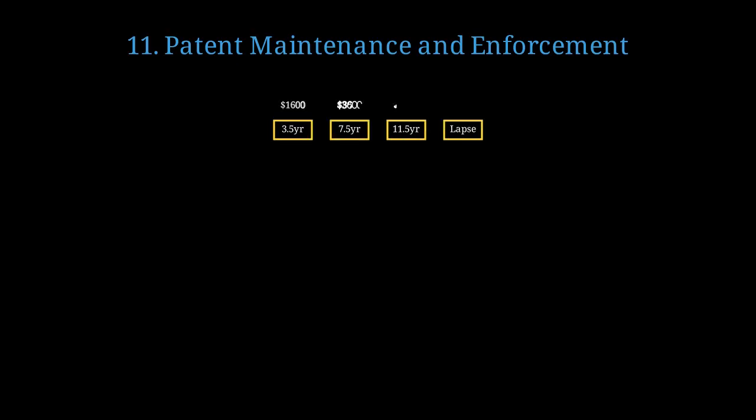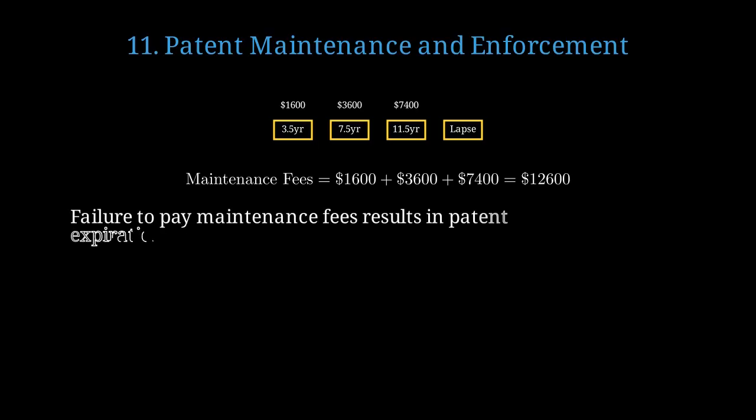U.S. patents require maintenance fees at 3.5, 7.5, and 11.5 years, costing $1,600, $3,600, and $7,400 respectively. Total maintenance fees over a patent's lifetime sum to $12,600 for large entities. Failure to pay any maintenance fee results in patent expiration. About half of all patents lapse due to non-payment of maintenance fees.